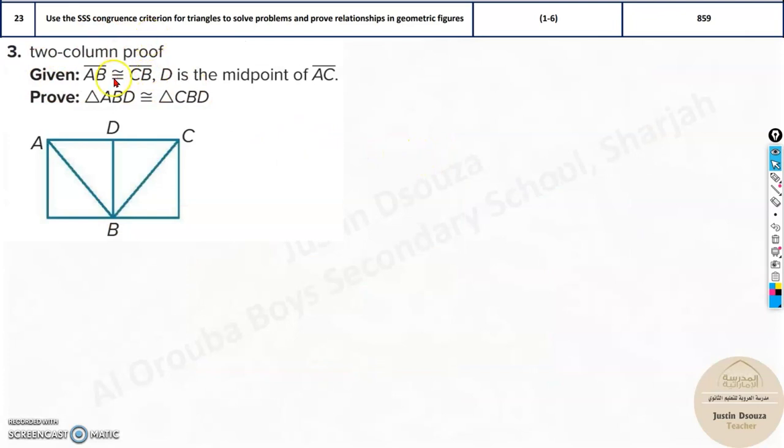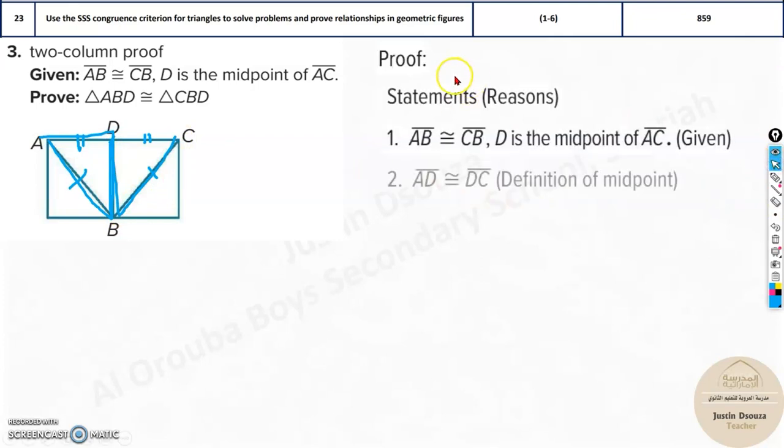Now here is a 2-column proof. AB over here is congruent to CB, but they have told us D is the midpoint of line AC. From the midpoint theorem, we know that this and this line, see, this is already given. The midpoint theorem tells us whenever there's a midpoint, the line is equally cut into halves. That means AD and DC are equal. And then DB is a reflexive property. So we can prove that ABD and CBD are congruent.